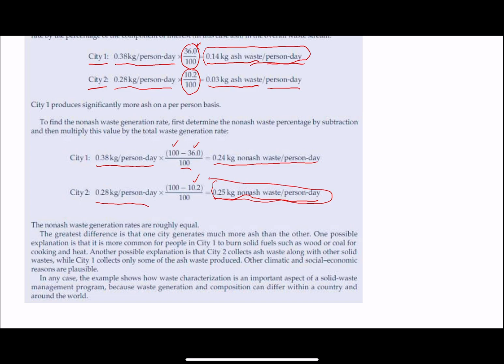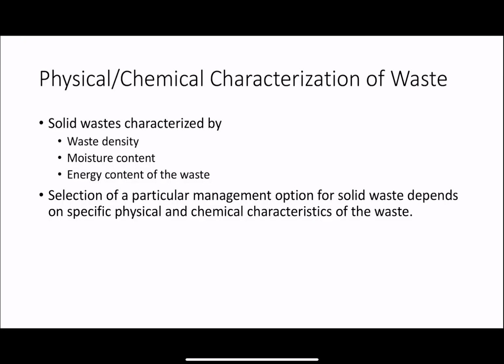In this example, it is very important to do a waste characterization, which is an important aspect of a solid waste management program. Waste generation and composition can differ within a country and between cities, and can also differ between India and the Philippines, like the one we just gave you. Physical and chemical characterization of waste. Solid waste is also characterized by waste density, moisture content, and energy content of the waste. Of course, because selection of a particular management option for solid waste depends on the specific physical and chemical characteristics. So these characteristics will depend on what type of management we're going to apply for the solid waste.